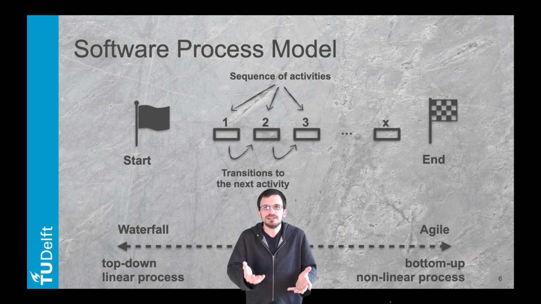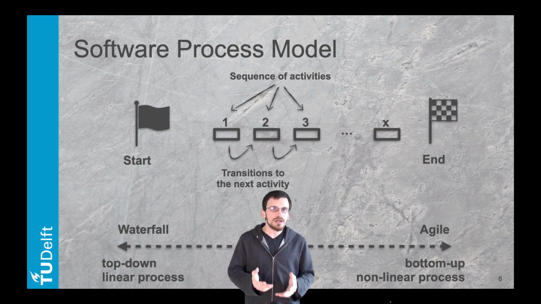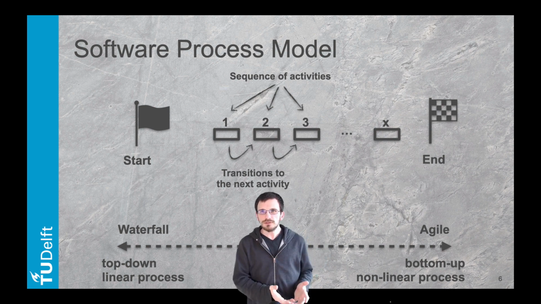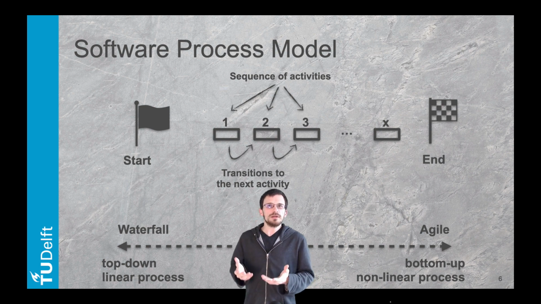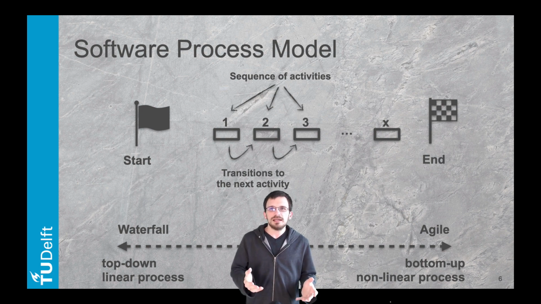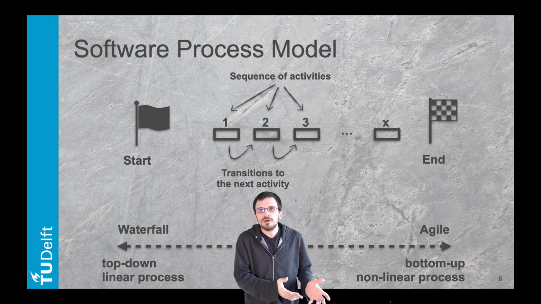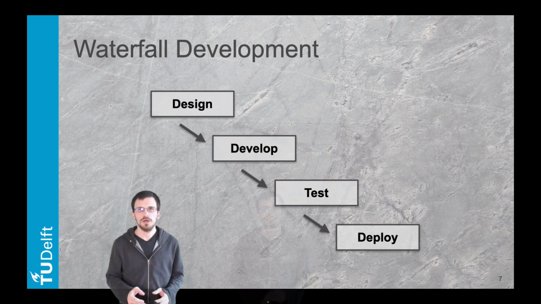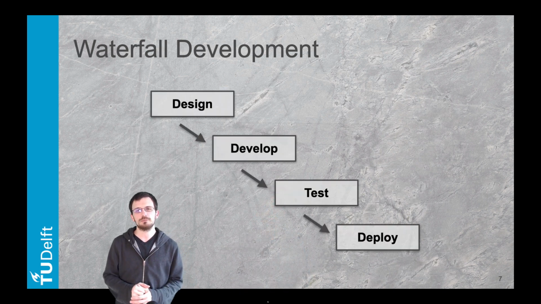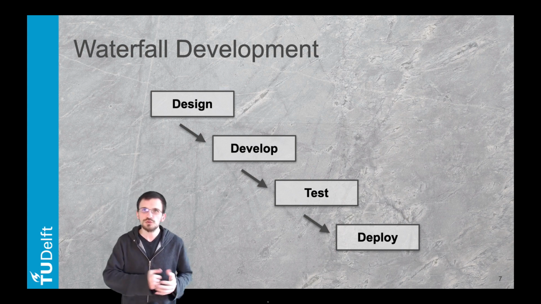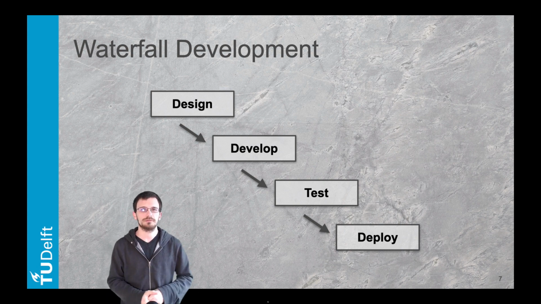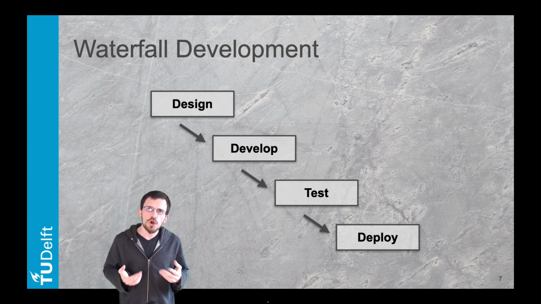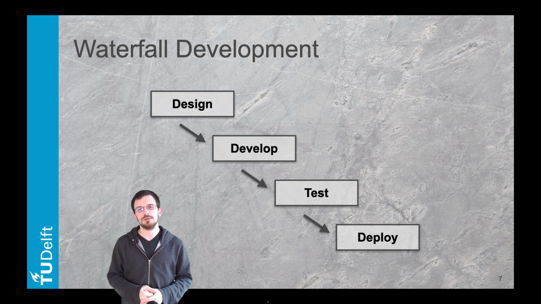Depending on how these questions are answered, the process can range from top-down and linear, a more traditional approach, to bottom-up and non-linear. Let's take two examples, the Waterfall and the Agile model. The Waterfall model is the traditional approach. Linearly, each step is complete before moving on to the next, from designing to developing, testing, and deploying. Some Waterfall models include more steps while the principle remains.